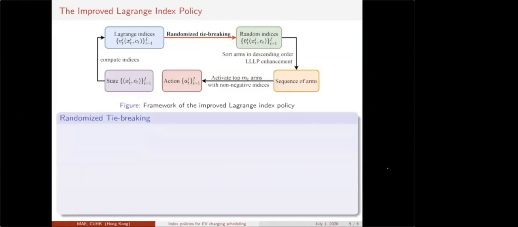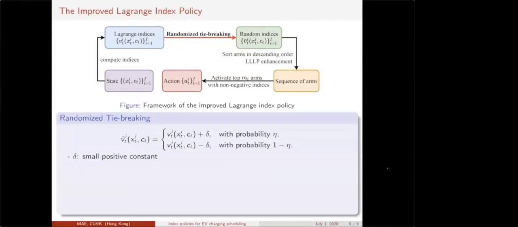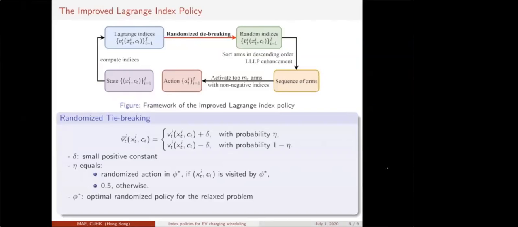Another contribution is a randomized tie-breaking rule. A randomized index is defined as follows. Here, V is the Lagrange index. Delta is a small positive constant. Eta equals the random action in phi star if the state is randomized by phi star. Otherwise, eta equals 0.5. Phi star is the optimal randomized policy we got after solving the relaxed problem. We note that the randomized tie-breaking rule is essential for the asymptotic optimality in some cases.